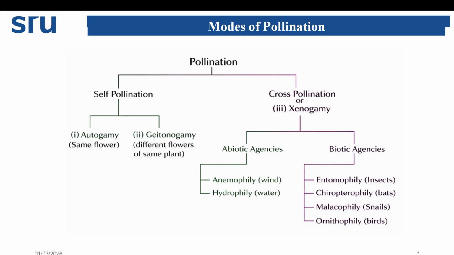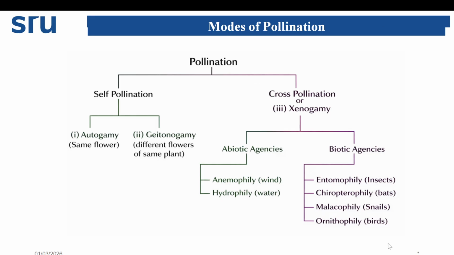So just concentrate on the difference. Autogamy means transfer of pollen from anther to stigma of the same flower, right? And geitonogamy means transfer of pollen from the anther of one flower to the stigma of another flower but of the same plant. That is also one of the types of self-pollination. And the second is cross-pollination, which you can also call xenogamy.